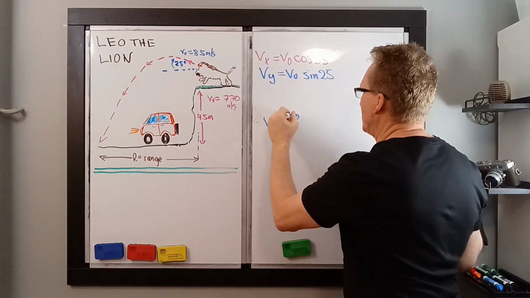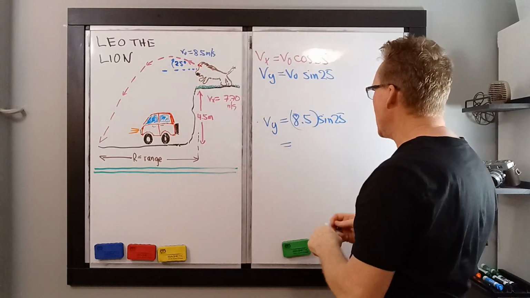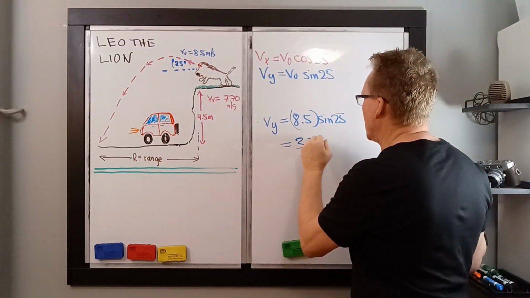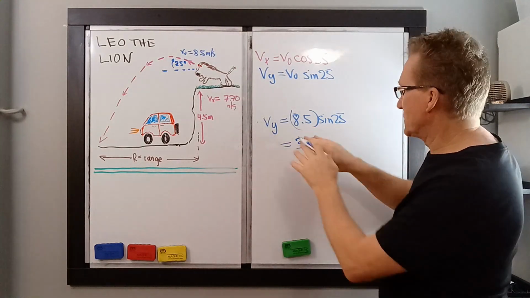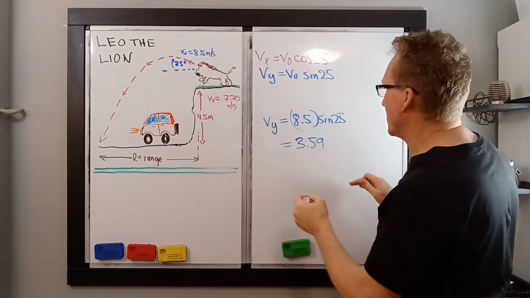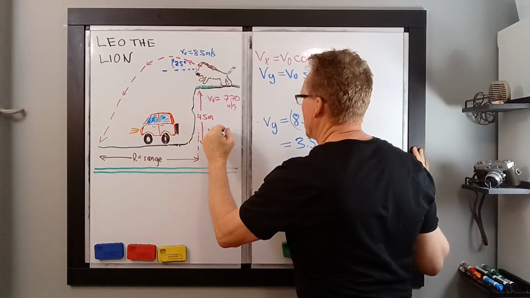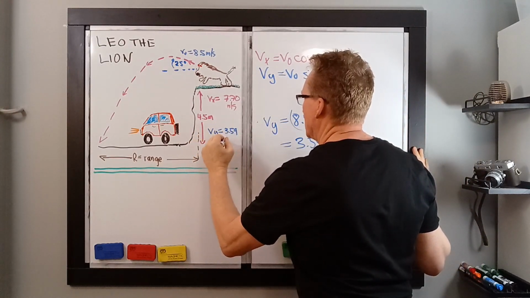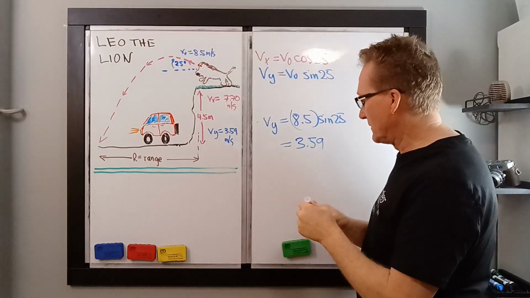Vy is equal to 8.5 sine 25, and for that we're getting 3.59. If I was doing this on my calculator, I would do this first, then multiply, just so you don't get confusion with your calculator. Let's write that in here. Vy is equal to 3.59 meters per second. I've written them pretty tiny there, but hopefully you can see that for later use.